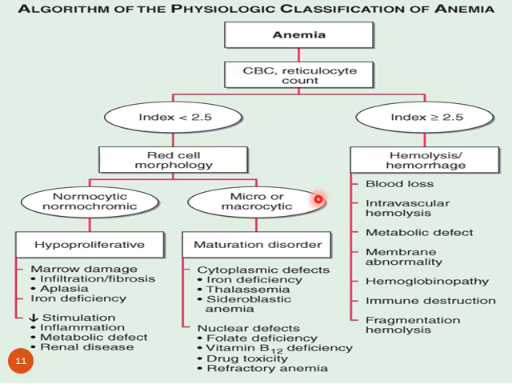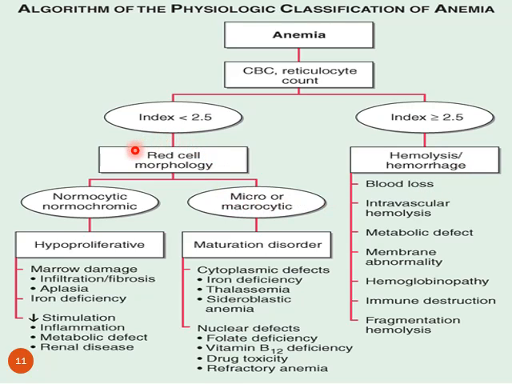So, when tackling a case of anemia, we have to do a CBC and a reticulocyte count. If we have an increased reticulocyte index of more than 2.5, it means that there might be some hemolysis or hemorrhage, and the bone marrow is trying to compensate for such a disorder.